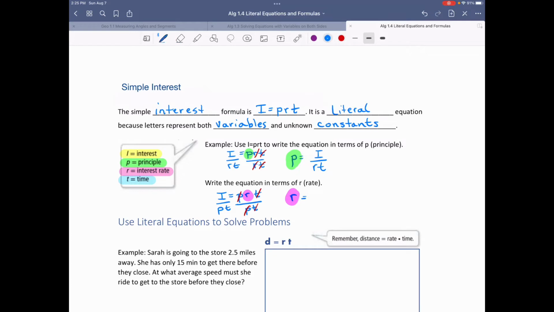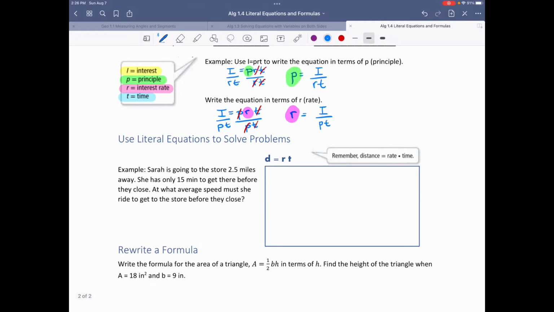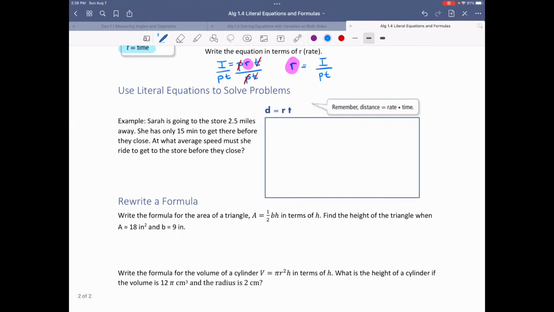And R is going to equal what's on the left side, I over PT. Use literal equations to solve problems. Example, Sarah is going to the store 2.5 miles away. She has only 15 minutes to get there before they close. At what average speed must she ride to get to the store before they close?